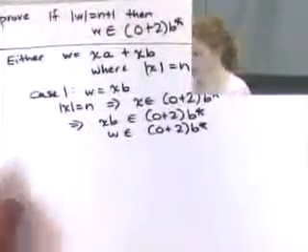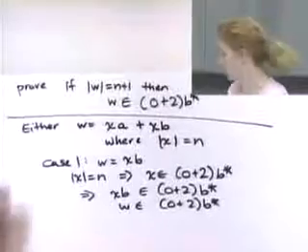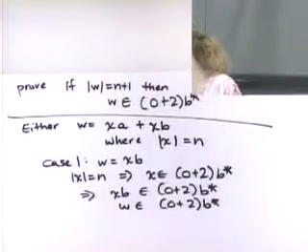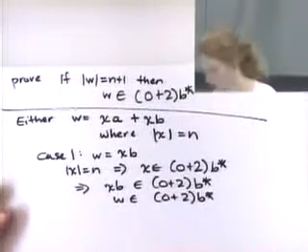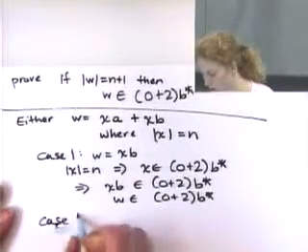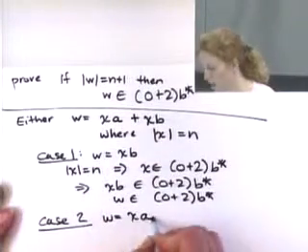Okay, let's try that. So I haven't done this proof before class. I wanted to do it together with you, so let's work together to get the next part. So case 2, W is equal to XA.